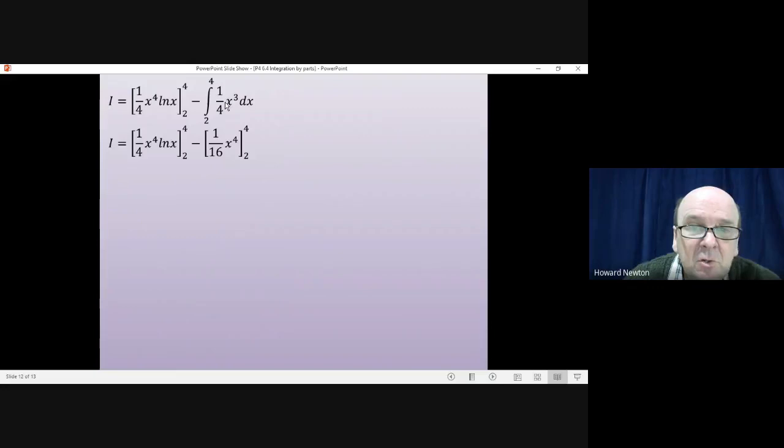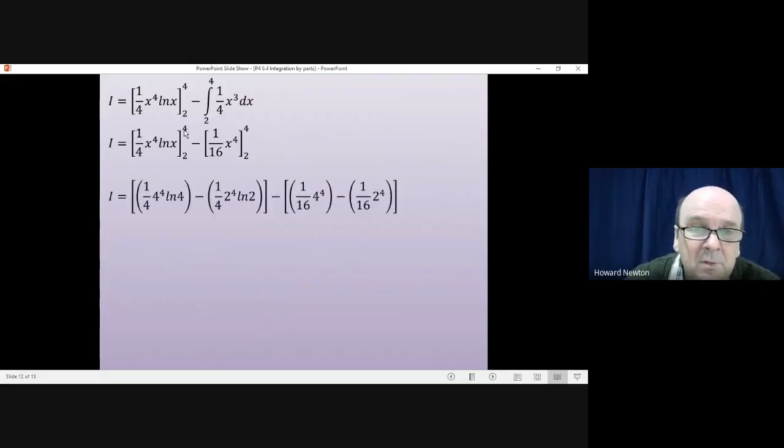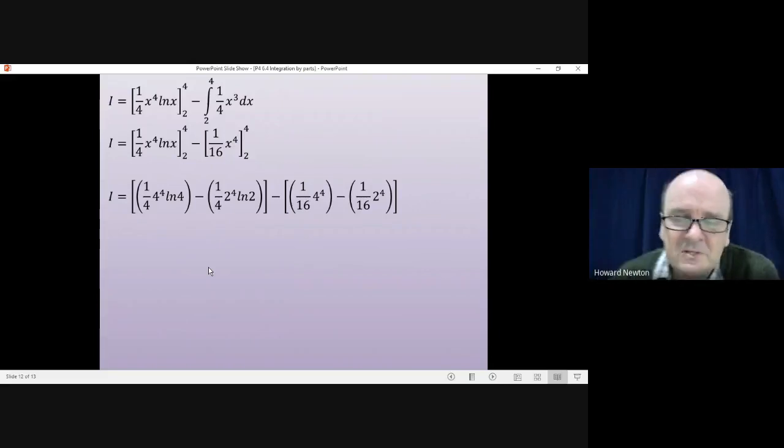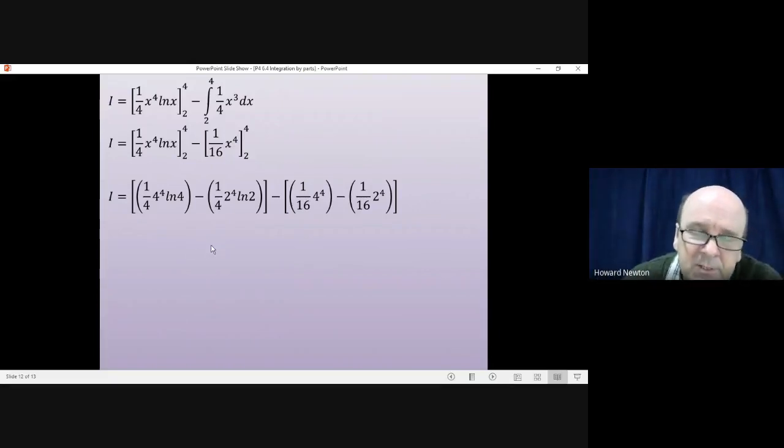Carrying out that integral gives me 1 over 16 x to the 4, and I put in the limits in the normal way. So I need to calculate this in the normal way, calculate this in the normal way. Putting in 4 gives me that, putting in 2 gives me that. Take away, putting in 4 gives me this, putting in 2 gives me this. Now, in a sense, that is the answer, but they've asked us to do a great deal of tidying up to get the answer in a very specific form.